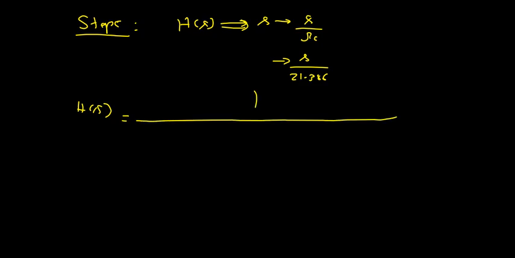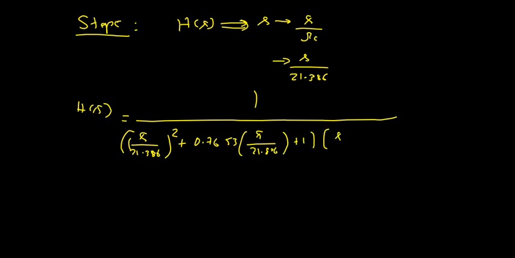So it is almost like 1 by (S by 21.386) whole square plus 0.7653 into S by 21.386 plus 1, into again (S by 21.386) whole square plus 1.8477 S by 21.386 plus 1.